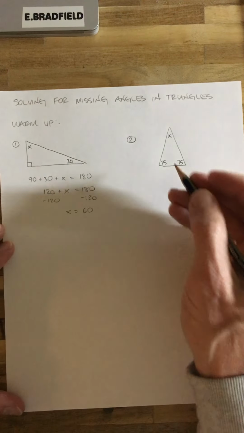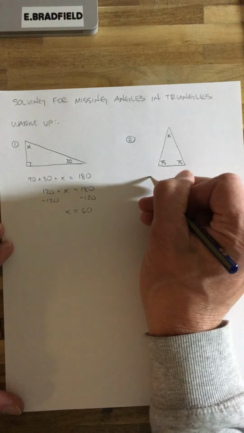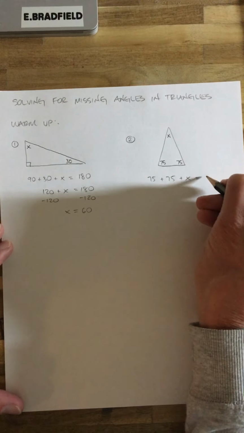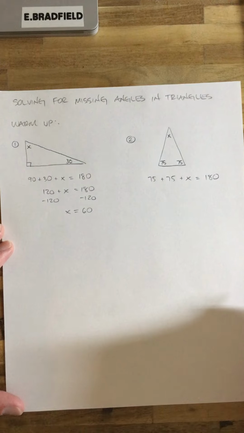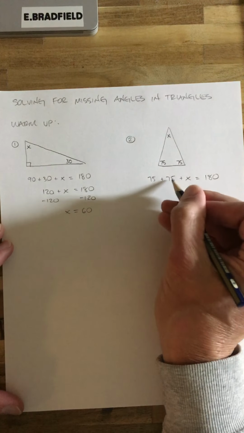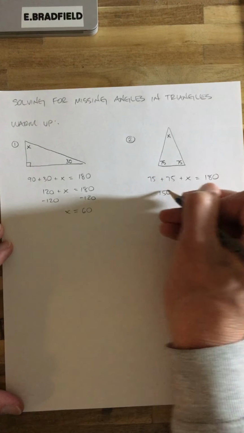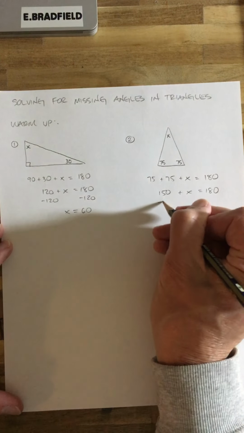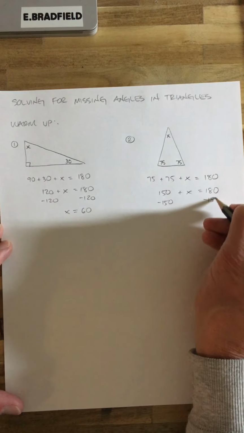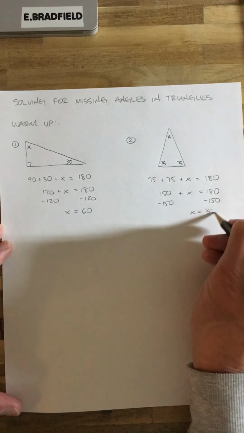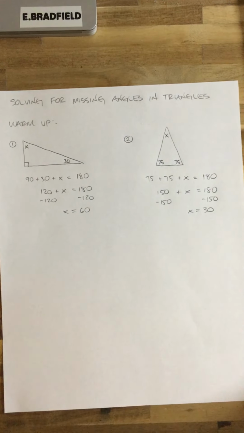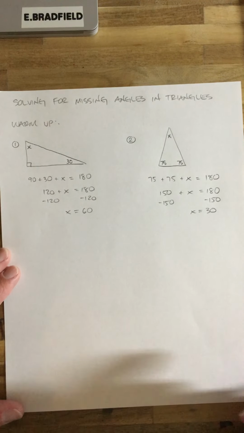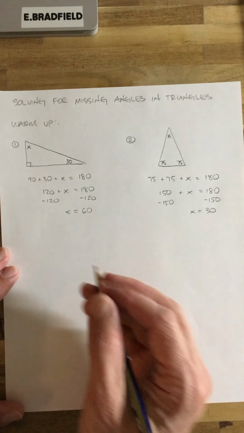Okay, do the same thing here. We know that the 75 plus the other 75 plus the x all adds up to equal 180. Okay, so add these two together, you get 150 plus x equals 180. Okay, subtract 150 from both sides, and x equals 30. Okay, so that's the gist of it. Those are the simple ideas that we're going to make a little more complicated, all right?